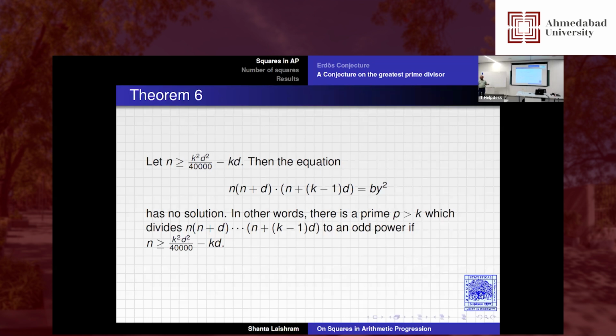Oh, 3 dots. Yeah, thank you for the 3 dots. Yes.